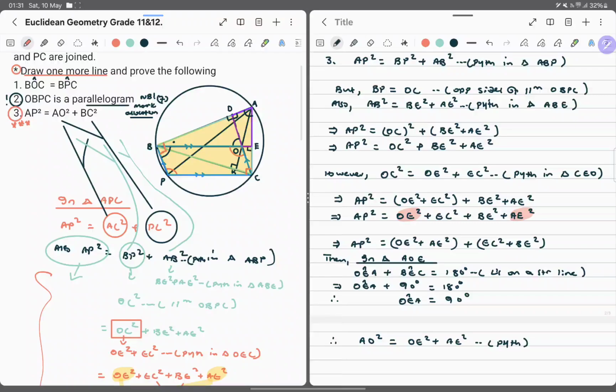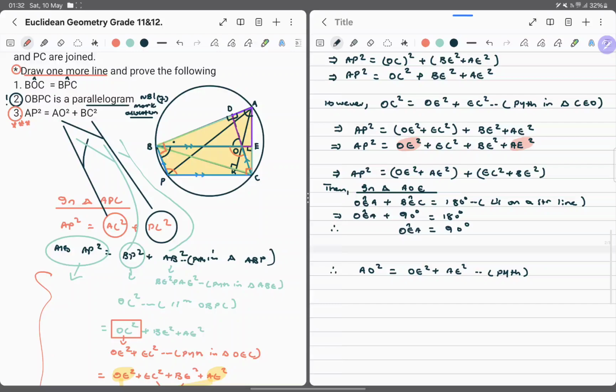Oh yeah, if this angle is proven to be 90 degrees, we can also conclude for the other triangle because they share the common angle there. So we can say also, therefore, also AB squared is equal to essentially AE squared.